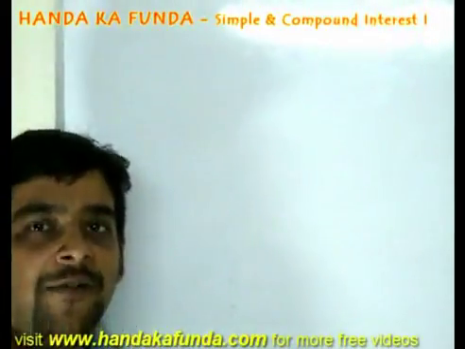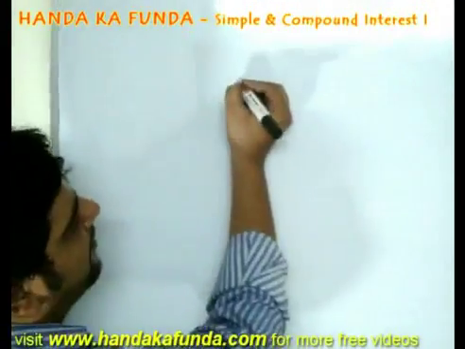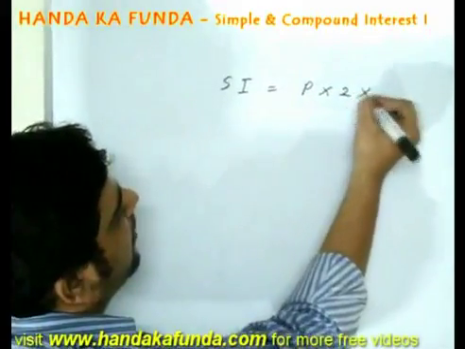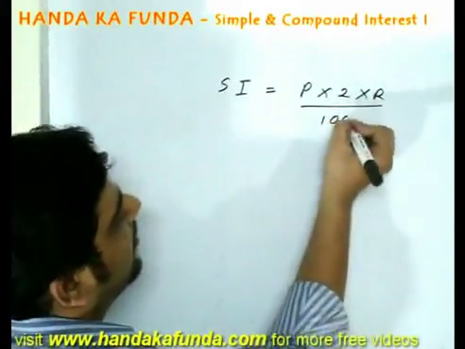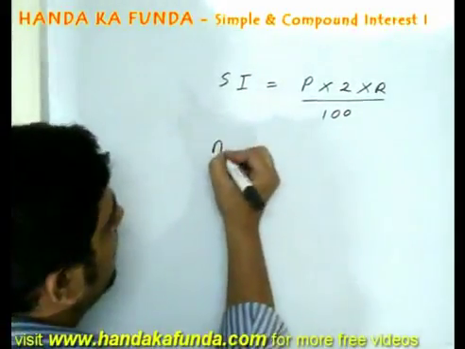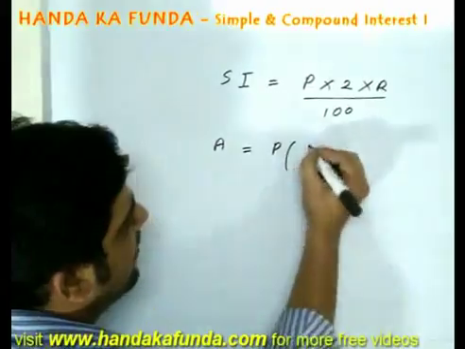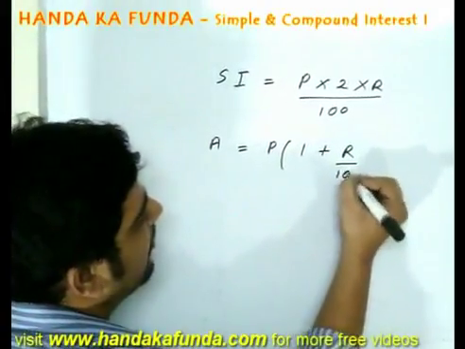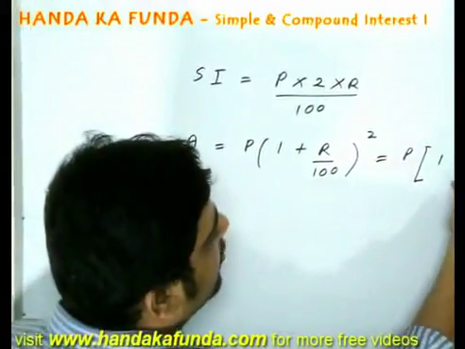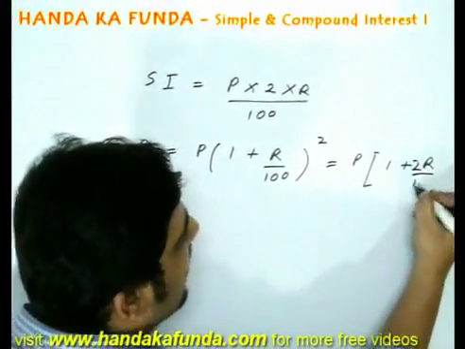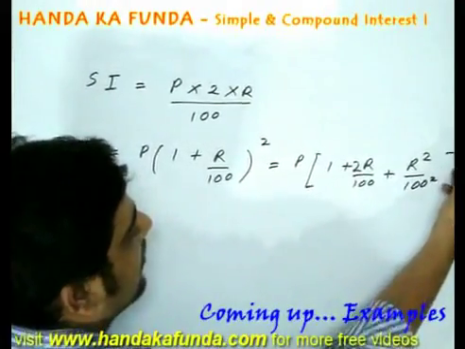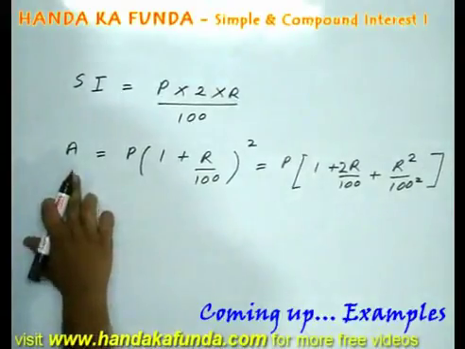Let us see how the formula for difference comes. Simple interest in case of 2 years will be P into 2 into R by 100 because the time period is 2 years. For the compound interest, I first need to calculate the amount, that is P into 1 plus R by 100 whole square, which will be effectively P into 1 plus 2R by 100 plus R square by 100 square. This is my amount after 2 years.